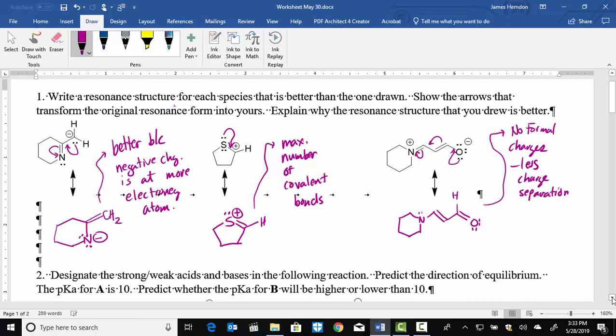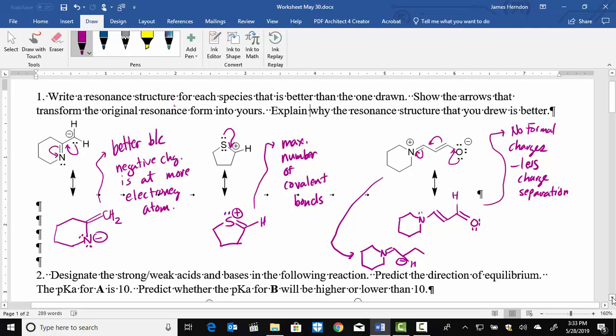If you're not comfortable doing all those arrows at once, you could do these one at a time, where you would do a resonance structure like this one. Okay, then once you have this one, you could see that there would be the possibility to write another one like that, and that would be ultimately the best resonance form you could draw for that compound. Okay, let's look at the next one.